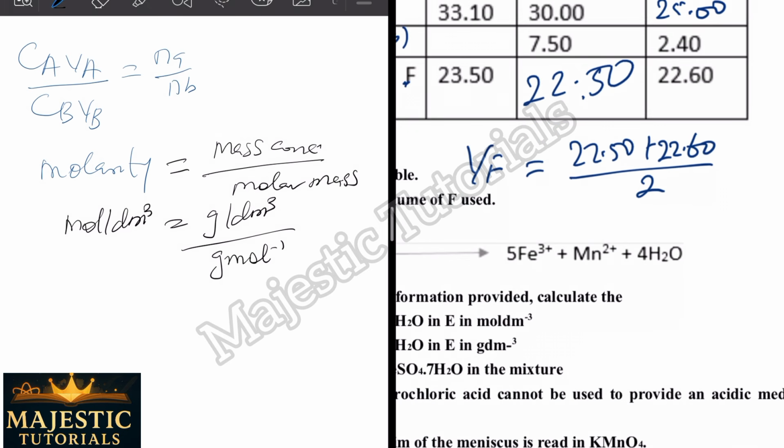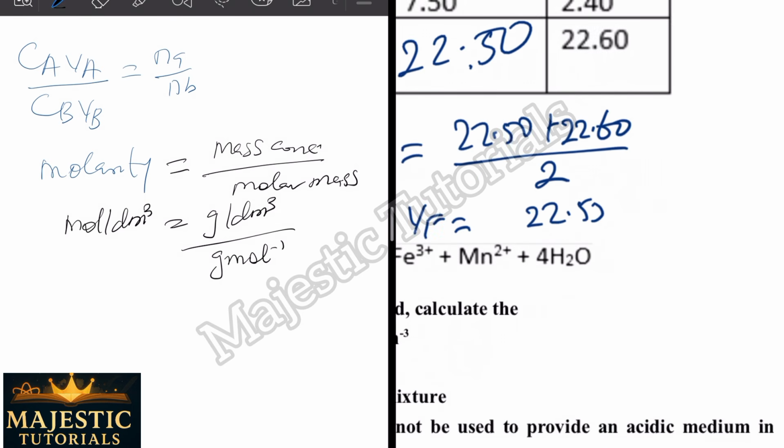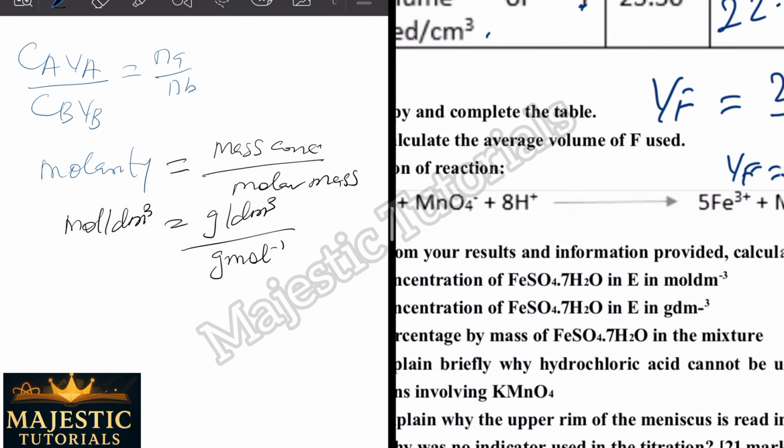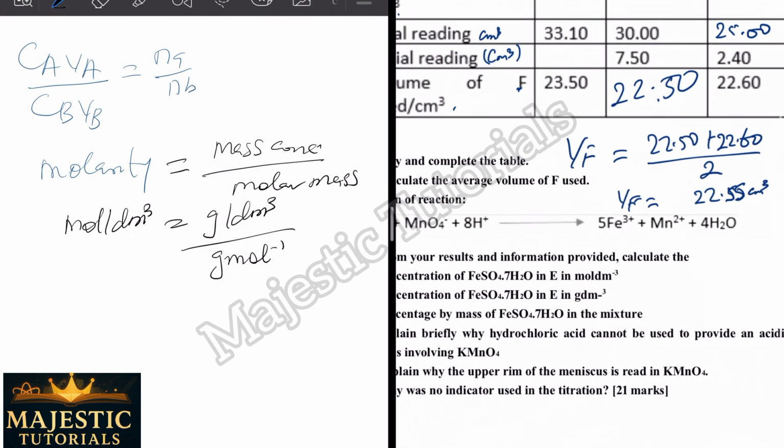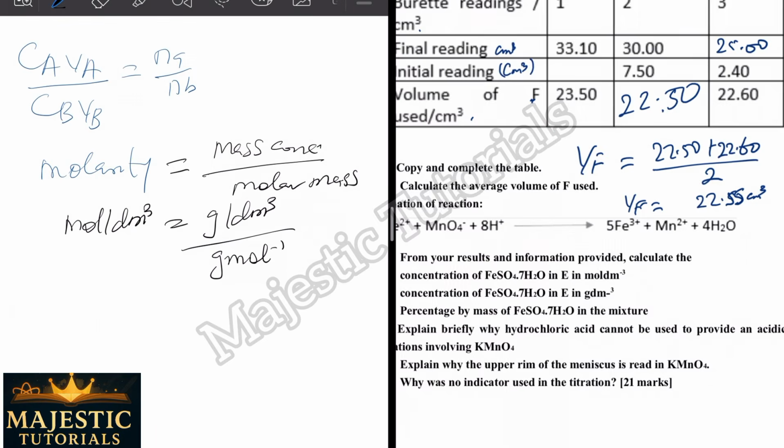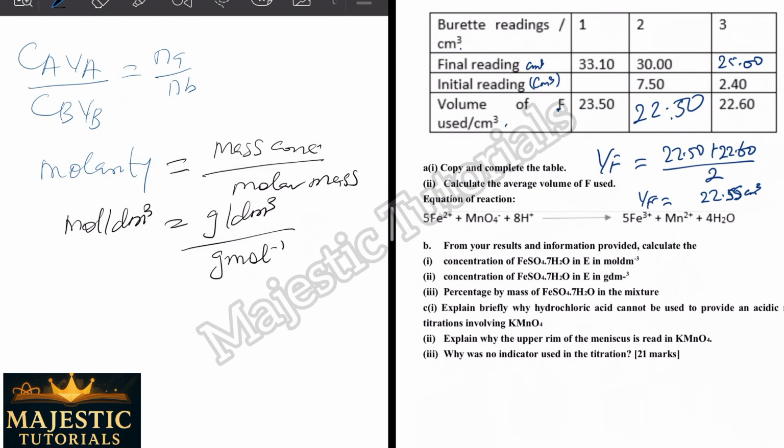Okay, but here we have only 2 to be used. Now you have that VF is equal to, at the end, you remember to show your working, but I will skip a stage and give you the final answer. The final answer is going to be 22.55 cm cube. That's our VF. Okay, then the next question, I summed these two numbers and divided by 2 in case you are confused. The next question said they gave us the equation of the reaction.